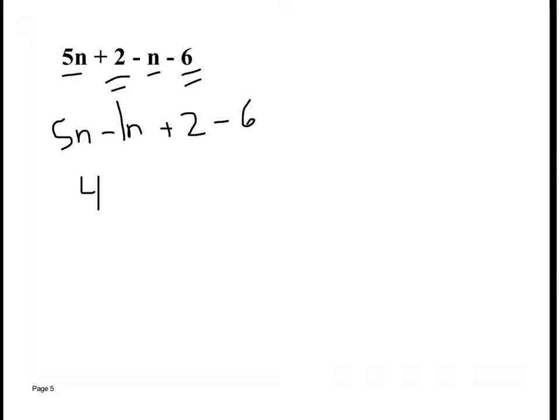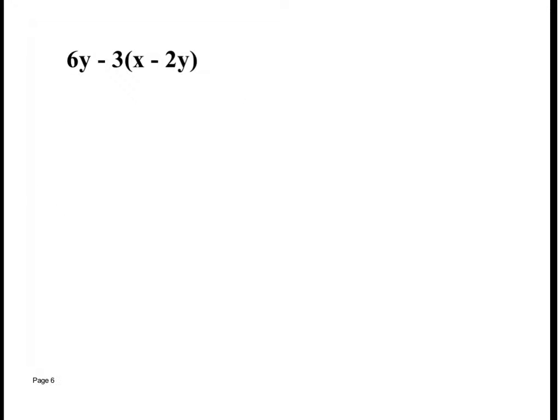Does my variable change? No. Did it change when I was adding? So do I change it when I'm subtracting? No, the variable does not change. All you do is add or subtract the numbers in front. Then we add 2 with -6. -4. There's my answer. Write this down.